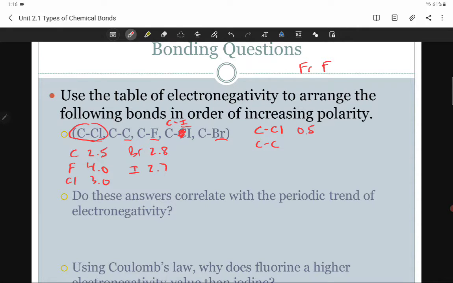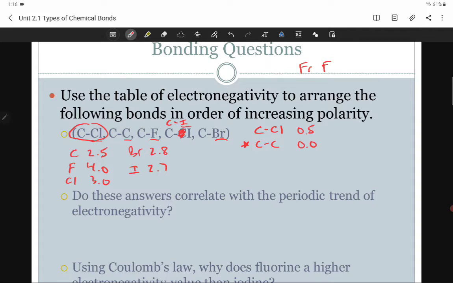Anytime you have two atoms that are the same, they're going to have the same electronegativity, and so the difference of that is going to be 0. That's the only truly nonpolar bond, something that has two atoms bonded together. What was the next one?